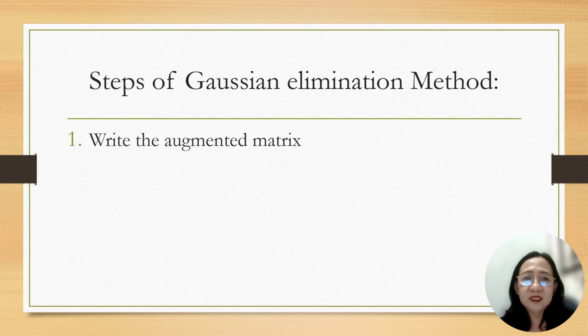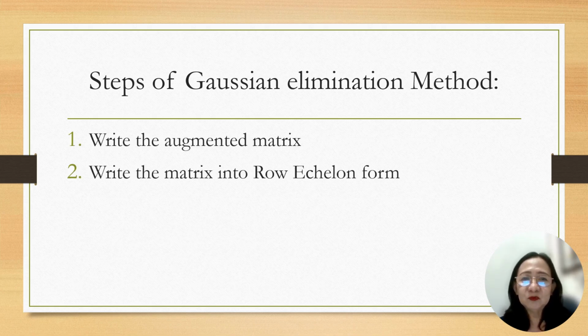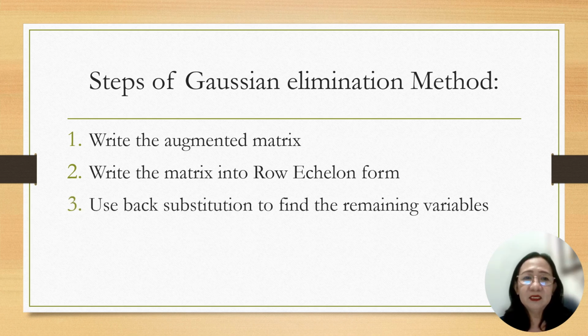Now, what are the steps to follow in using the Gaussian elimination method? The first one is to write the augmented matrix. Next is to write the matrix into the row echelon form. And the last one is to use the back substitution to find the remaining variables.